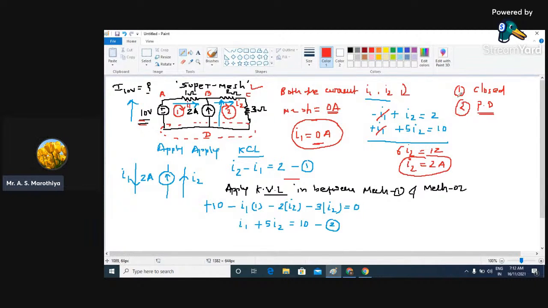In this particular case, condition number one is fulfilled. That means we have a closed path, but the potential difference is exactly going to be zero. Why is it going to be zero? Let us focus on that. Let me erase this.